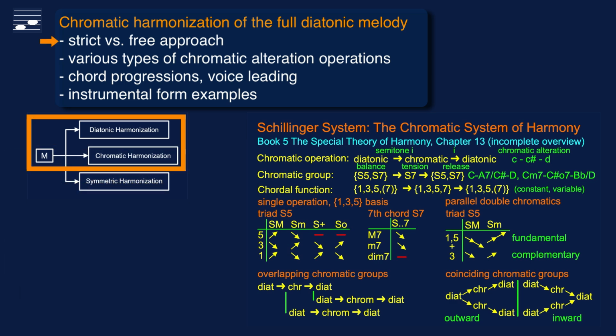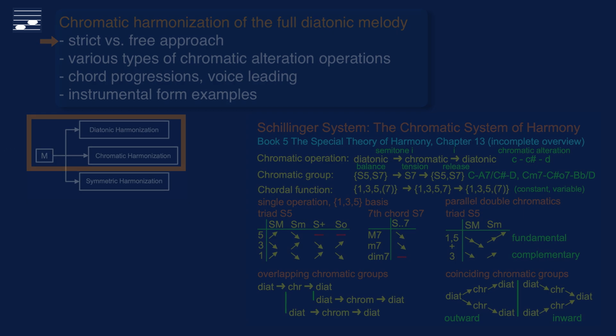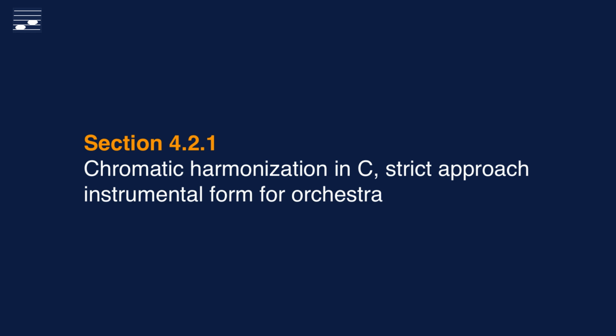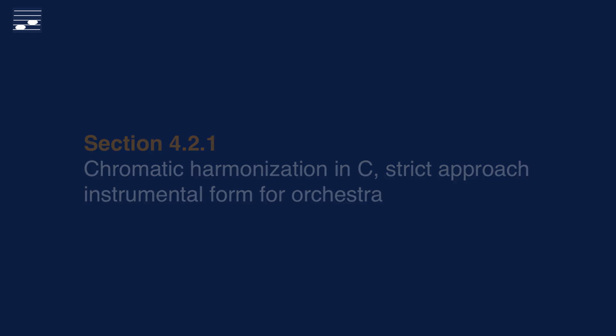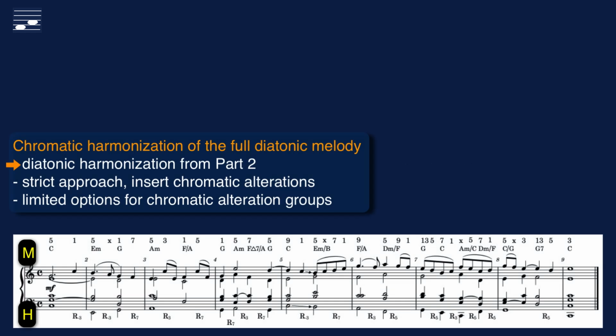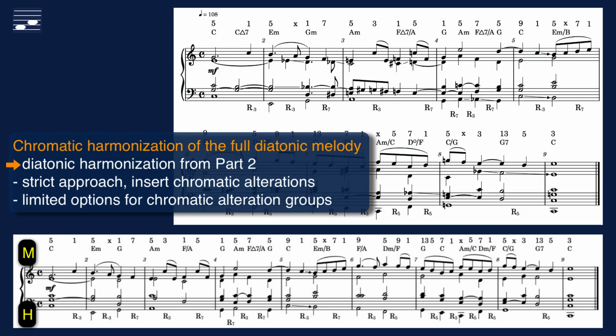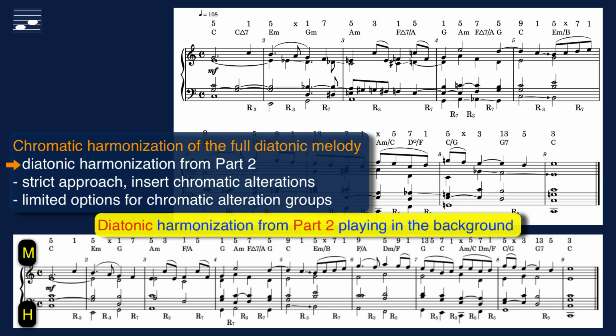Since this is a demonstration of the strict approach, we start from the diatonic harmonization discussed in detail in part 2. The chromatic harmony derivative is shown at the top. Since the original harmonization is quite dense, in the strict approach there is very limited room to insert chromatic chord groups. This would have been easier for a sparse harmonization. I will not discuss the chromatic harmonization solution as exhaustively as I did for the opening measures examples.